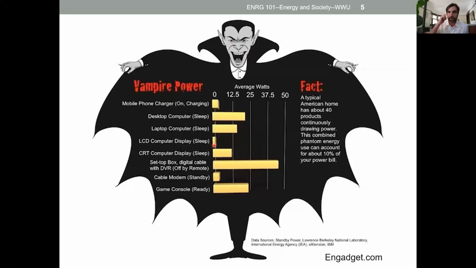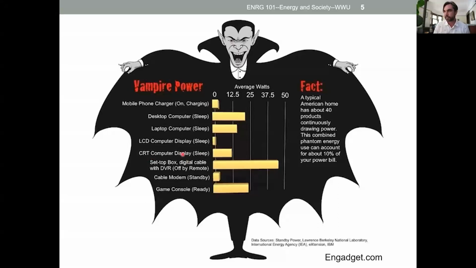What is vampire power? It's power that a device is consuming within your house that's providing no useful service to you whatsoever. So I have a TV in the other room. It's plugged in. It's off, but it's pulling like 1 to 3 watts, just sitting there waiting for a remote to click it on.